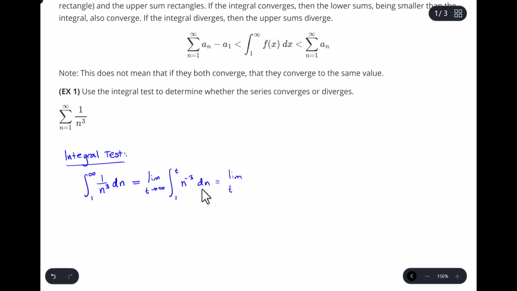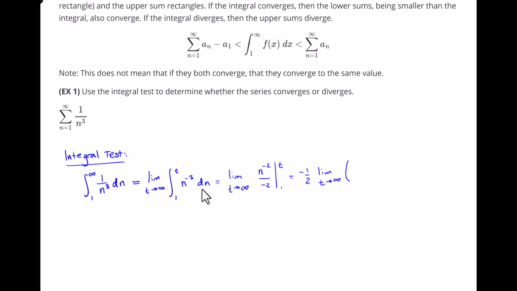Okay, so next up I will evaluate my integral here. Using the power rule, I would add 1 to negative 3, so that's n to the negative second over negative 2, and that's evaluated from 1 to t. The 1/2 multiplier can come out front, so negative 1/2 times the limit as t goes to infinity. N to the negative second would be 1 over n squared, so let's call this 1 over t squared minus 1 over 1 squared, which would be 1.